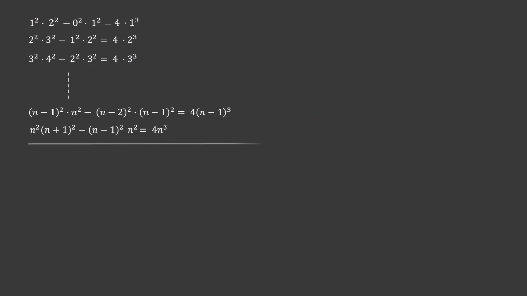Here 1 square into 2 square will cancel out with negative 1 square into 2 square. 2 square into 3 square will cancel out with negative 2 square into 3 square, and this will keep on happening. And lastly we'll get n square into n plus 1 whole square minus 0 square into 1 square, that's 0, equal to, on the right hand side we'll take 4 as common, and in the bracket we'll have 1 cube plus 2 cube plus 3 cube and so on till n cube.